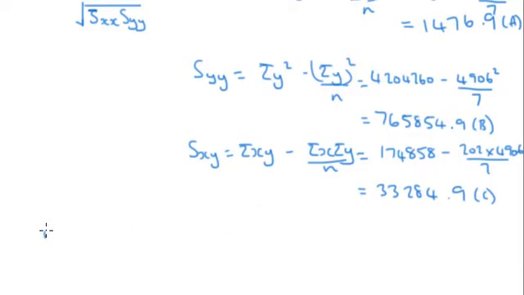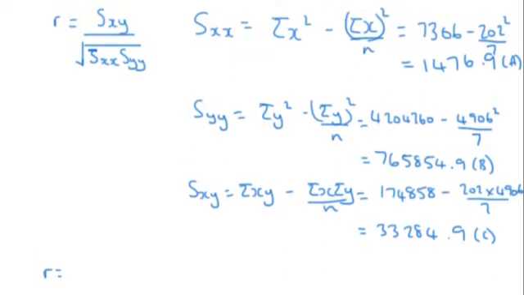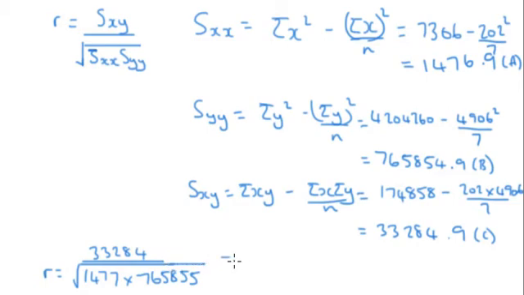So R is then, as I said earlier, the calculation that I've got up at the top here. So it's going to be this 33284 divided by the square root of 1477 times 765855. Now I'm writing these as rounded numbers. I'm not going to use the rounded numbers. I'm going to use the real numbers that I've stored into the calculator.